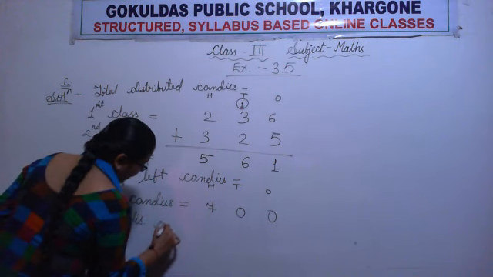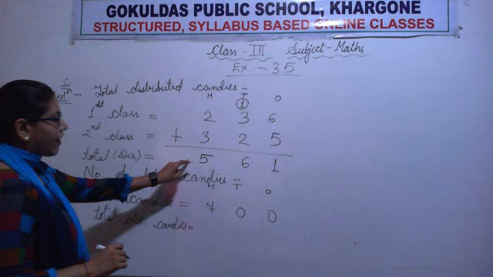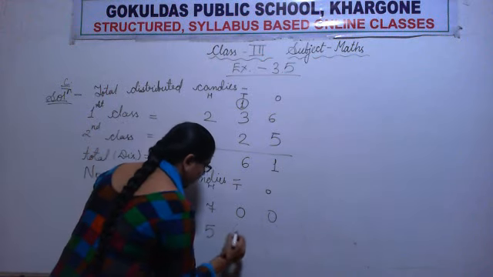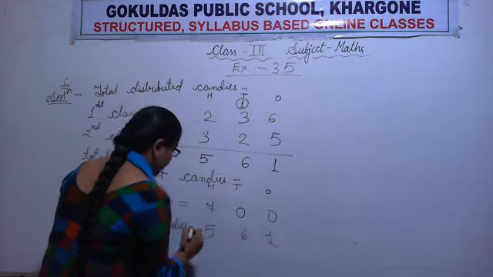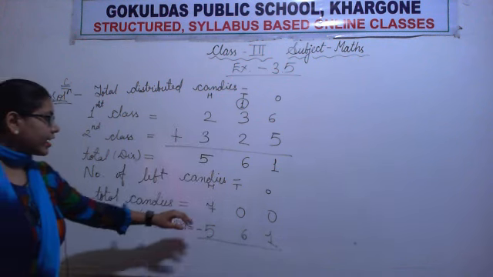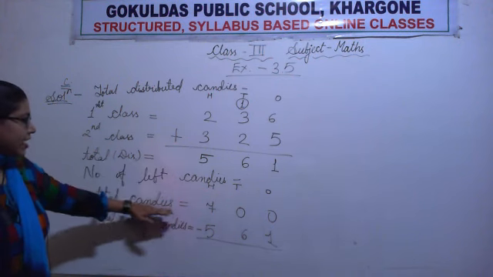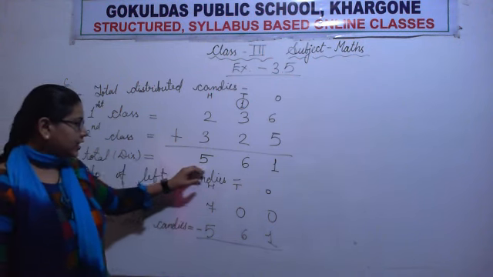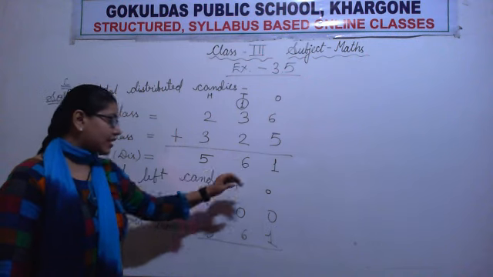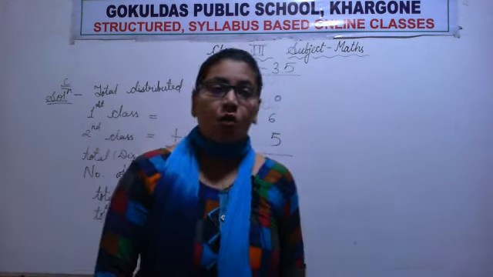Total distributed candies. How many? 561. So let's subtract now. Total 700 candies are there and out of 700 candies, Diyanesh distributed 561 candies. So we will now remove 561 from 700.